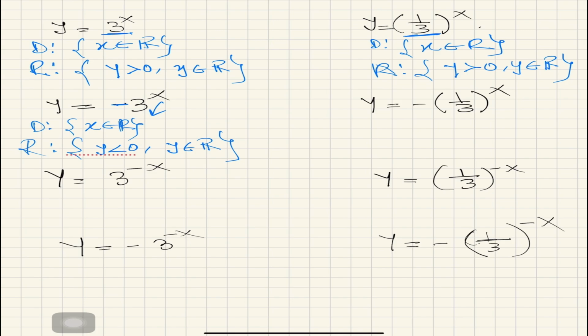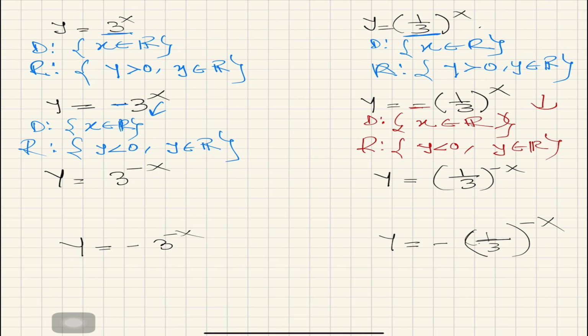Let's do this practice. The domain is, again, going to be the same, x all the real numbers. And what is the range? It doesn't matter if it's a fraction or what. Since the sign is negative, the graph is going to be downward. So y is less than 0, and x has all the real numbers. That's it.